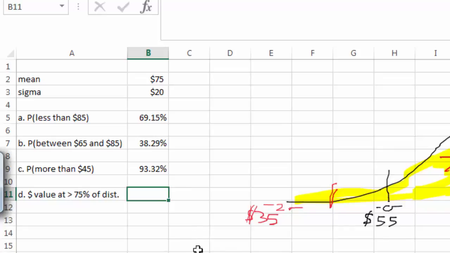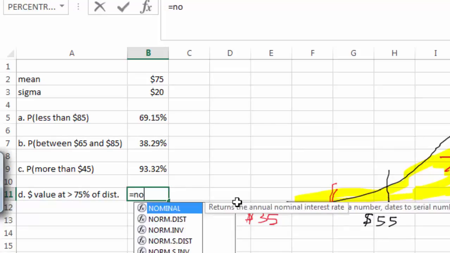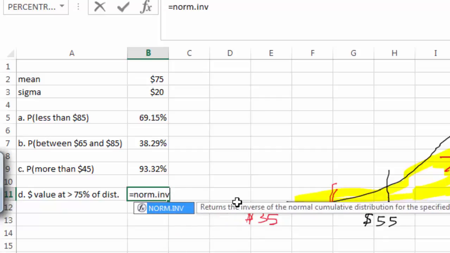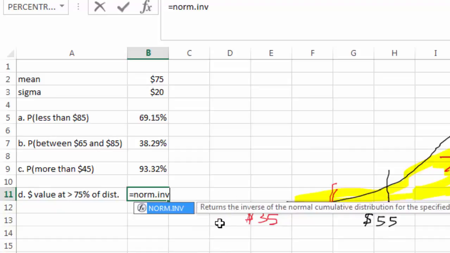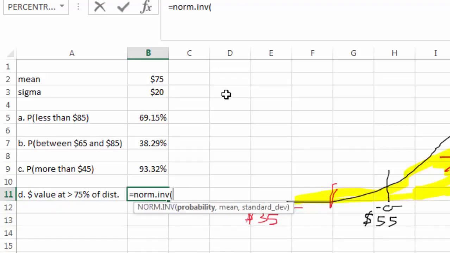What about when we have the probability and we want the value? We're going to use a related function, norm.inv. You'll notice it's the next thing down. It says it returns the inverse of the normal cumulative distribution for the specified mean and standard deviation. So the arguments here: this is the probability, 0.75. Enter it as a p-value. Do not enter it as a percentage. So use a decimal, 0.75, then the mean.